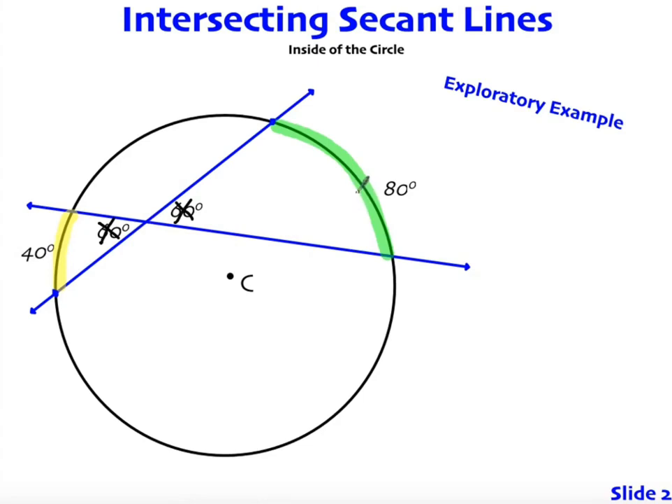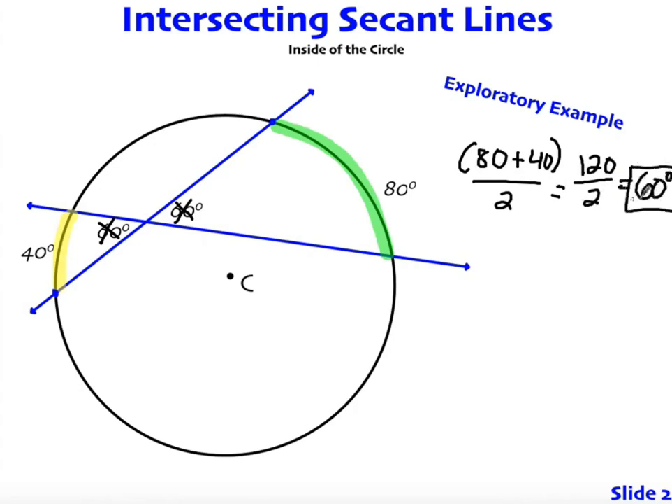So whenever your secant lines intersect inside of the circle, what we're going to do is take the average of it. Average means that you add different components up and you divide by the number. In this case, we have two arcs, so we would be finding the sum of 80 and 40 and dividing by 2. And let's just make sure that works. So 80 plus 40 is going to give us 120, and 120 divided by 2 is 60, which is the exact number that we want.